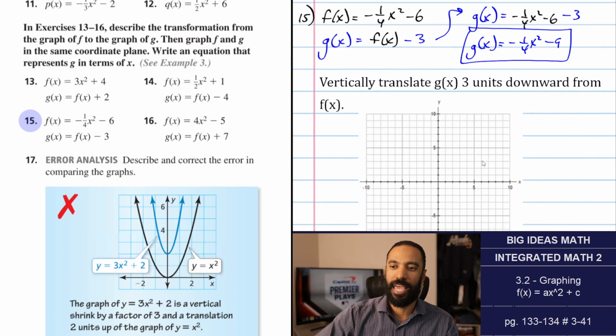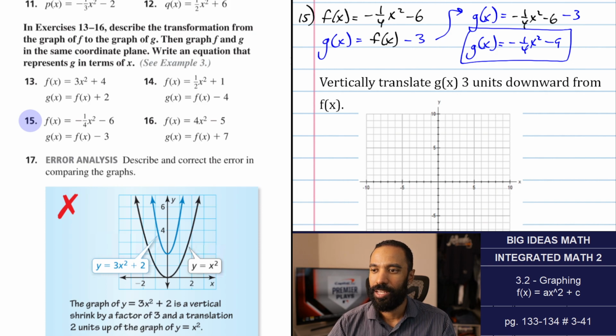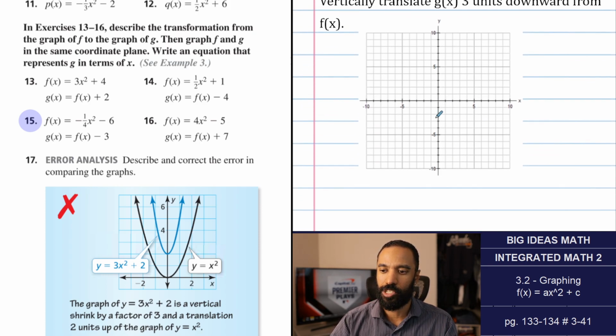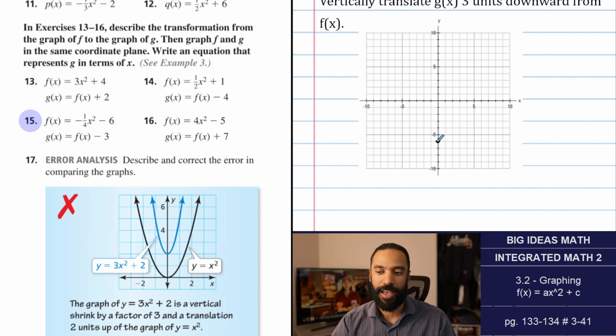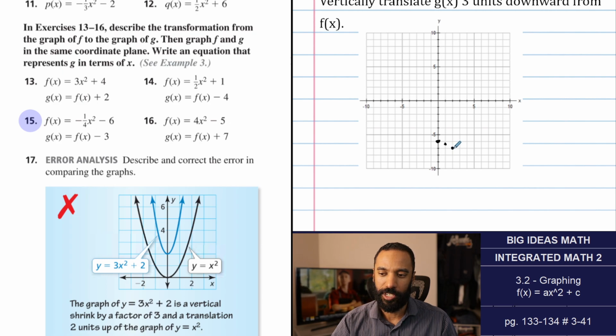So f of x equals negative 1/4 x squared minus 6. Minus 6 is right here. The negative 1/4 means we will go down. Negative 1/4 means a quarter of our values. Over 1 down a quarter of 1, which is 1/4. Over 2 down a quarter of 4, which is 1. Over 3 down a quarter of 9 is 2 and a quarter. And over 4 down a quarter of 16, which is down 4.